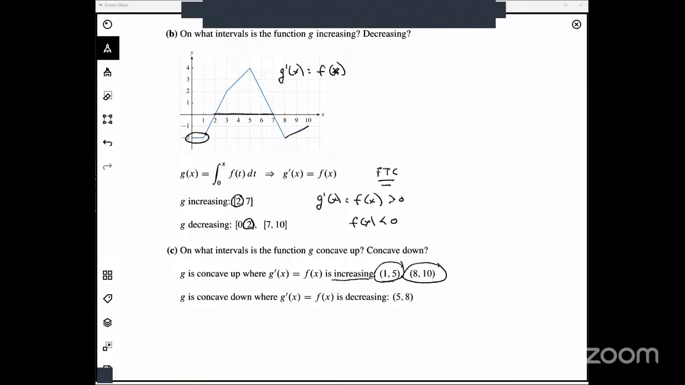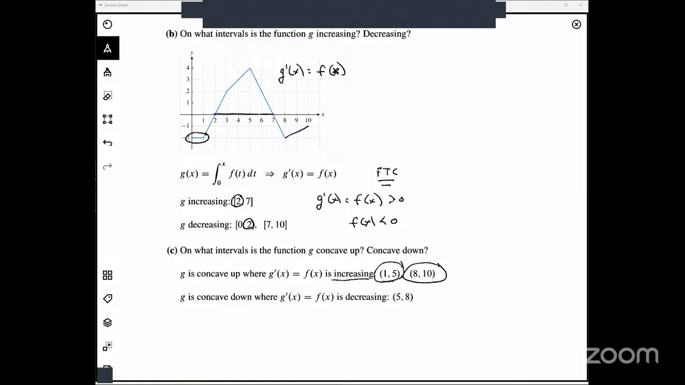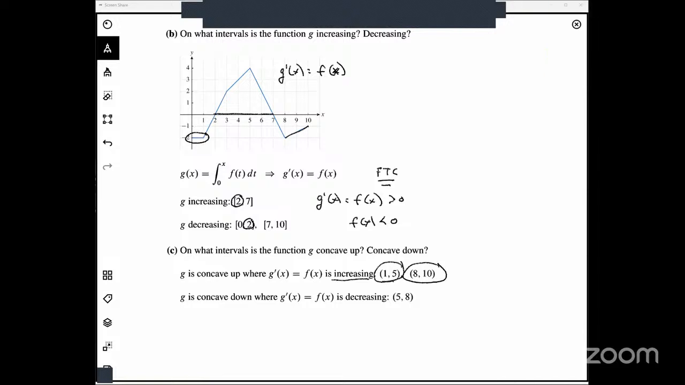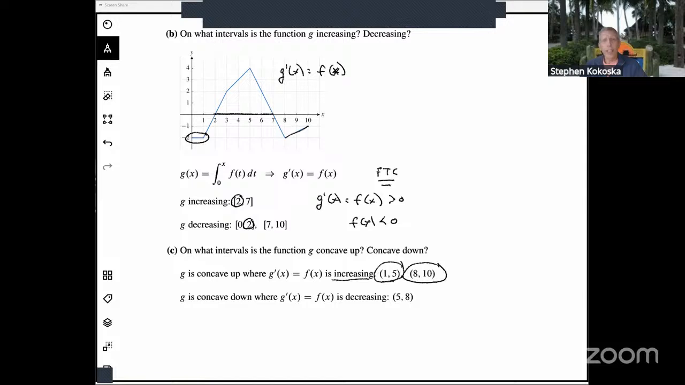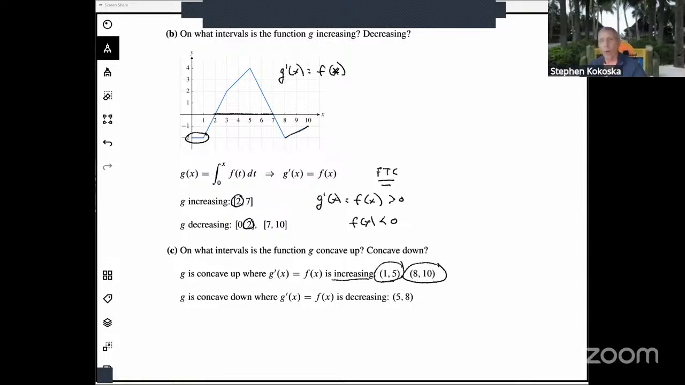So wait, I need to back off just a second. The picture we're looking at is G prime, or the picture we're looking at is G? The picture we're looking at is G prime. Okay. So G double prime would be f prime of x. What's f prime of x in the interval 0 to 1? 0. Correct. Therefore, what's the concavity of G on the interval 0 to 1?